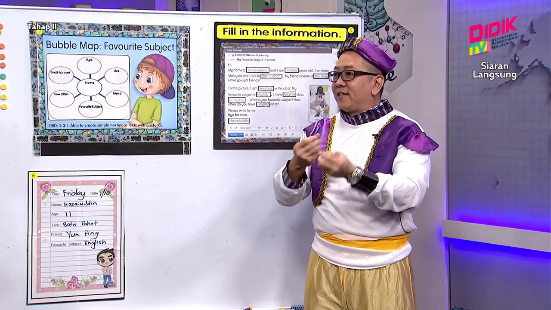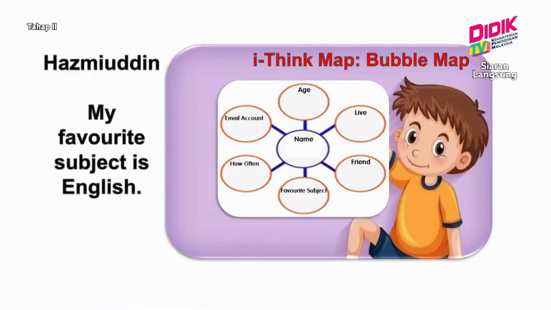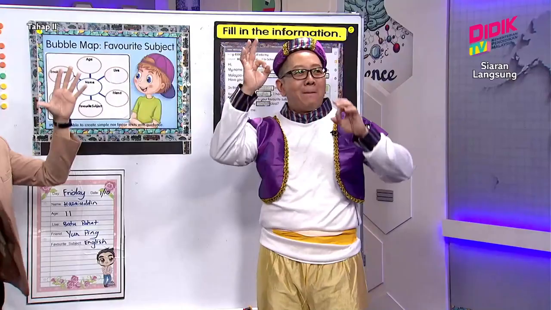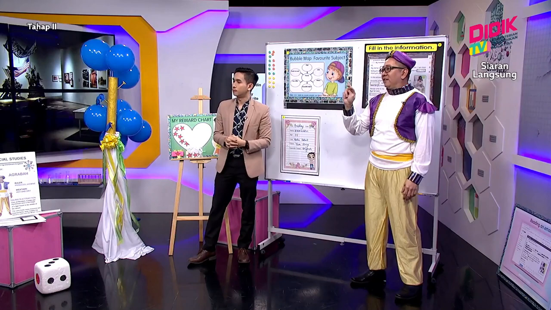Let's see the screen. We have a thinking map, the bubble map. Do you know what the sign for bubble is? No. Bubble. Pop. Okay, bubble map. So you can see Hazmiuddin's bubble map.